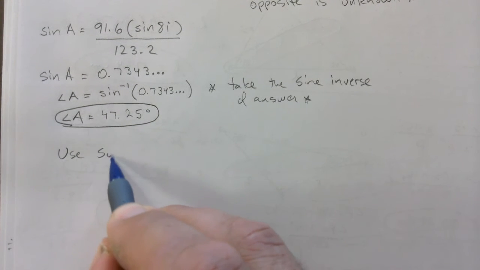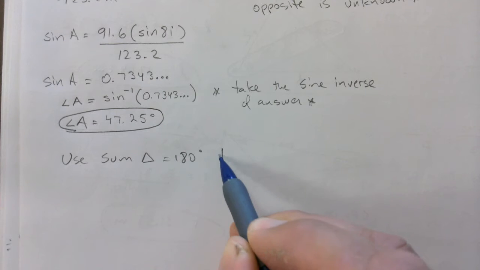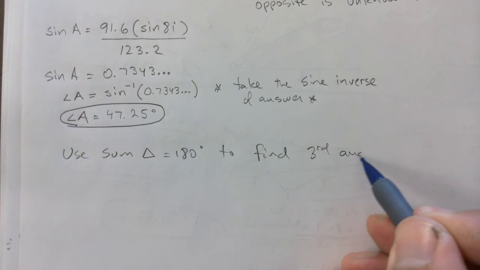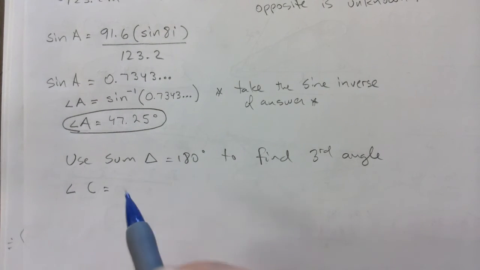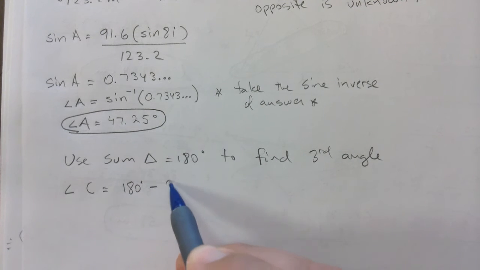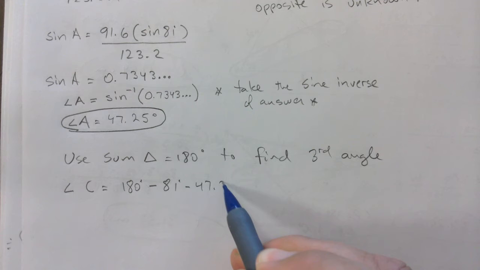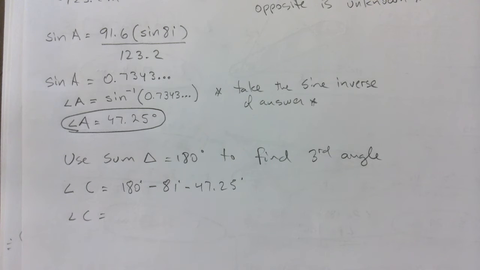Use sum of triangles equal to 180 to find third angle. Right, so angle C, which they wanted us to find, is going to be 180 minus 81 minus 47.25. And that's 51.75.